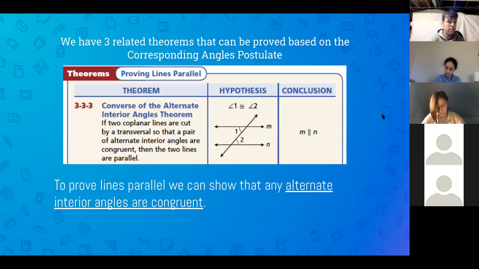Okay, so our first theorem is the converse of the alternate interior angles theorem. The alternate interior angles theorem states if you have parallel lines that are cut by a transversal, then the alternate interior angles are congruent. We're doing the converse. We're switching that. If the alternate interior angles are congruent, then the lines are parallel. Pretty simple. Again, it's all about showing the lines are parallel based on a known relationship. And again, we can prove this based on the postulate that we just talked about.